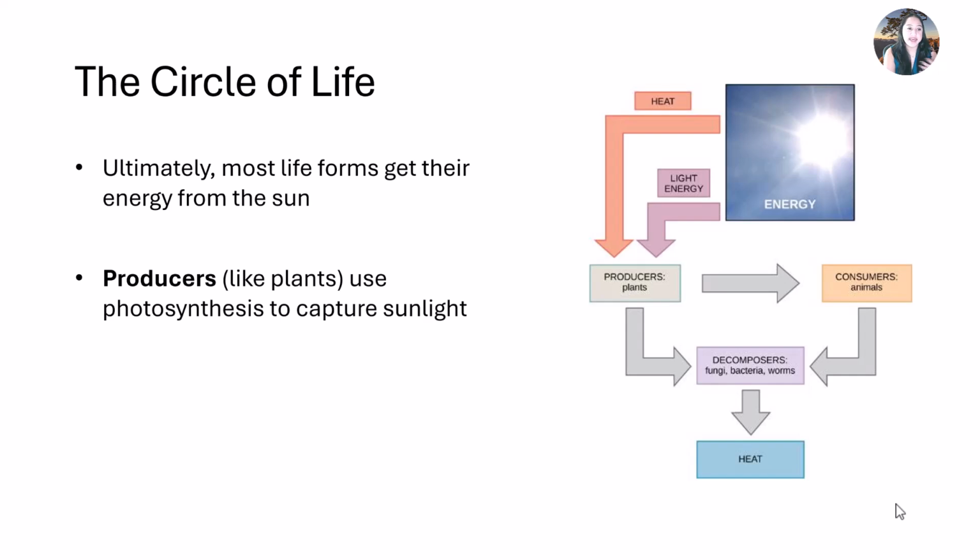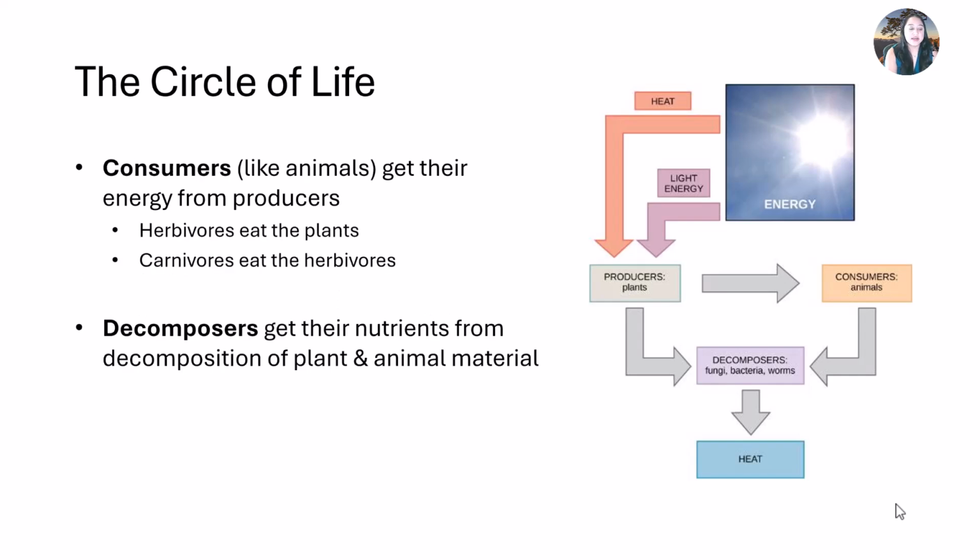Producers make energy by converting the sunlight into chemical energy. And then consumers, like animals, get their energy from producers. So there's different kinds of consumers.